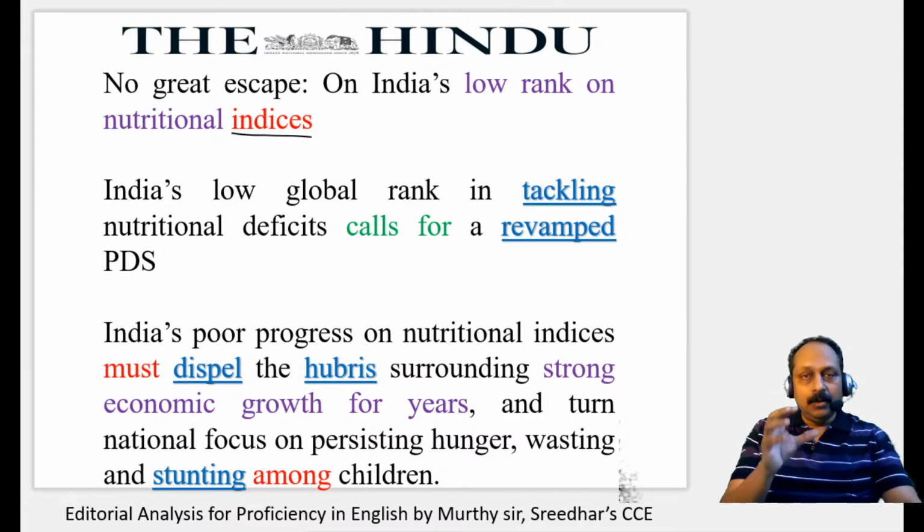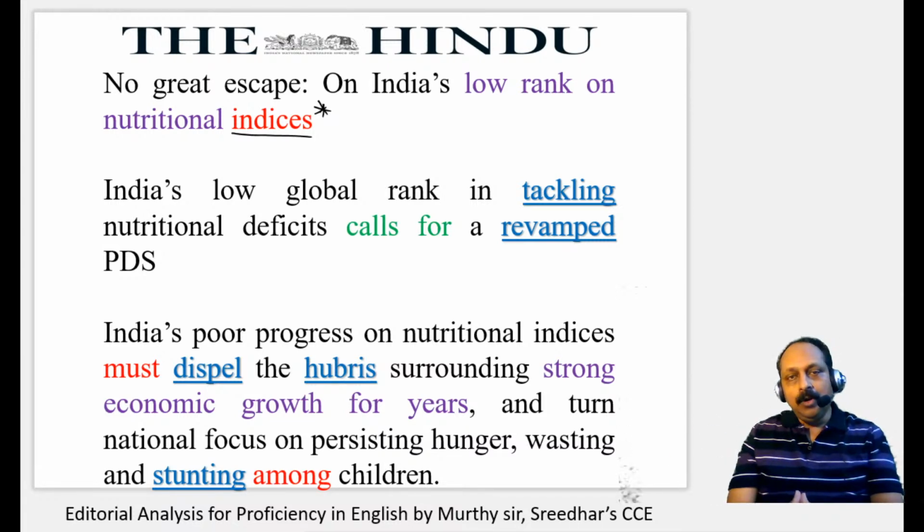Today's editorial has a lot of important words related to grammar. Obviously, they're important from the exam point of view. And the first one to begin with, indices. Indices is a plural of index, but index plural could be indexes or indices. Then you may ask, so what is the difference between indexes and indices? Indexes, the plural form usually goes with, if you take a book, the list of topics, we use the word index. The plural of that is indexes.